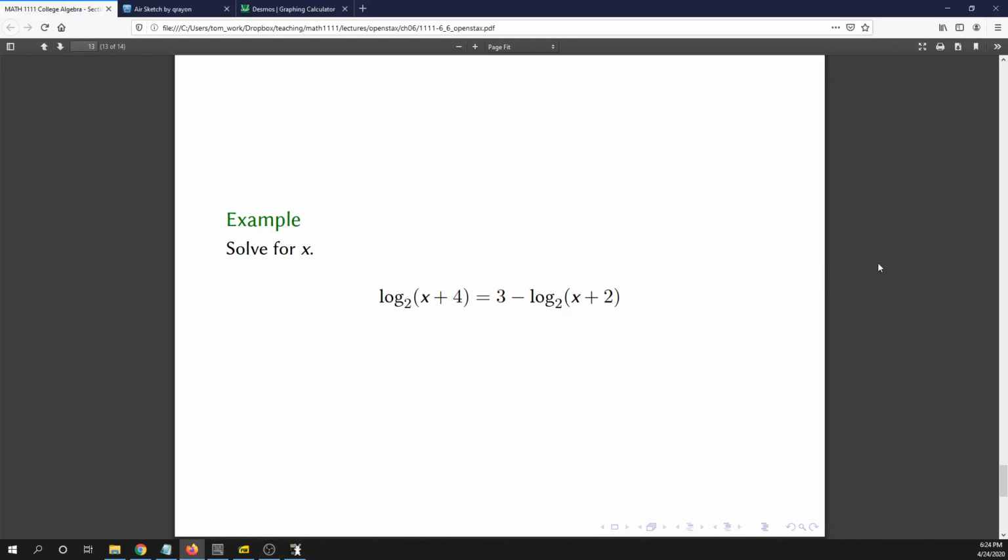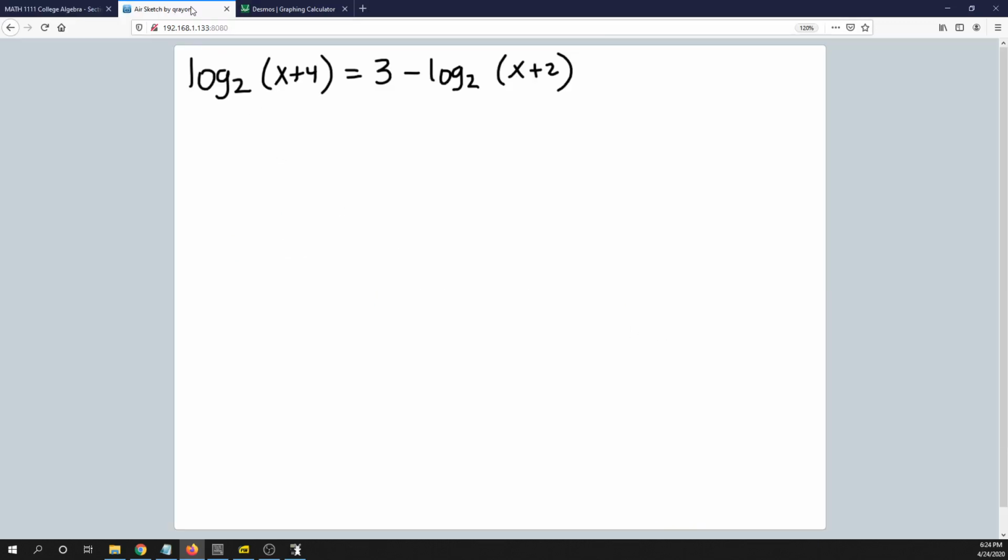All right, in this video, we are going to talk about solving a logarithmic equation. Here we have log base 2 of x plus 4 equals 3 minus log base 2 of x plus 2. The first step in solving one of these logarithmic equations is to make sure that all of the logs are on one side of the equation.